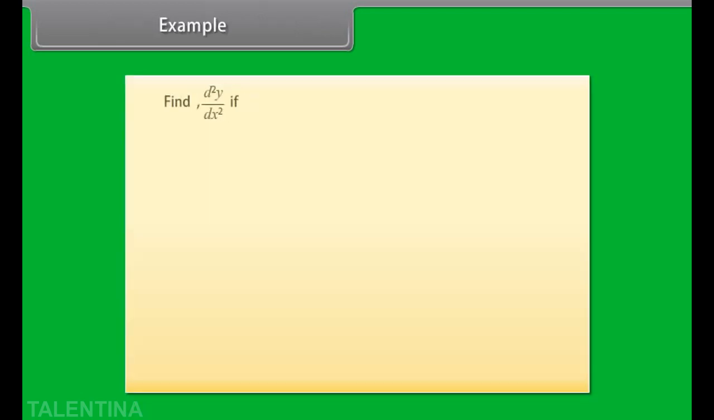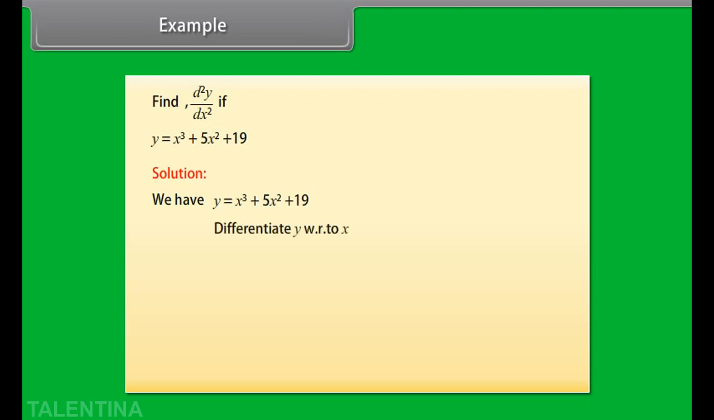Example: find d2y by dx square if y is equal to x cube plus 5x square plus 19. Solution: we have y is equal to x cube plus 5x square plus 19. Differentiate y with respect to x. Dy by dx is equal to 3x square plus 10x. Differentiate dy by dx with respect to x.